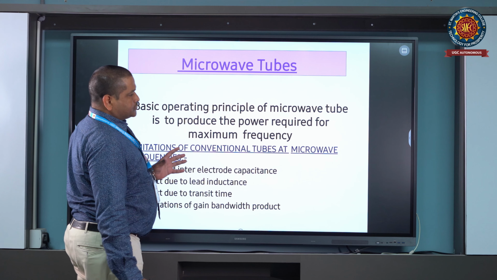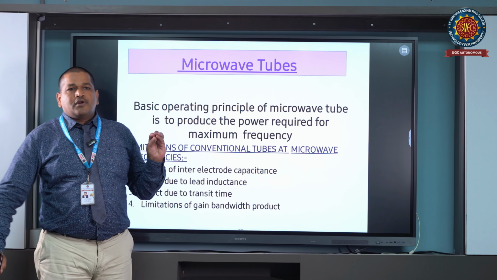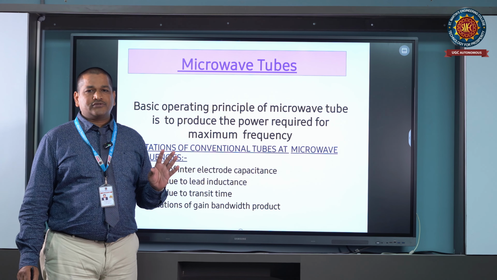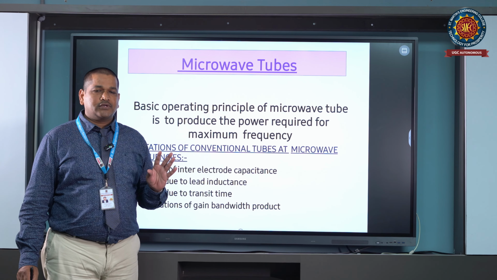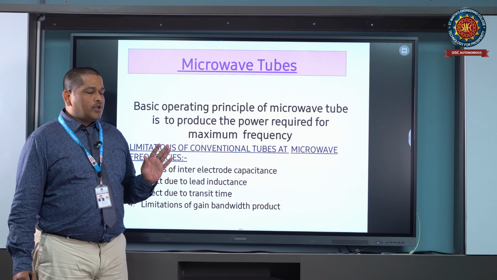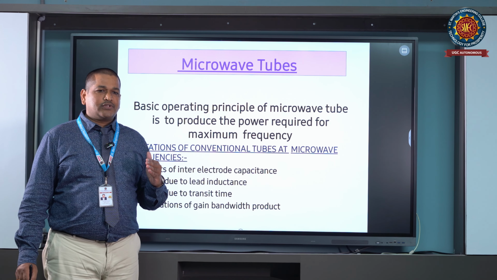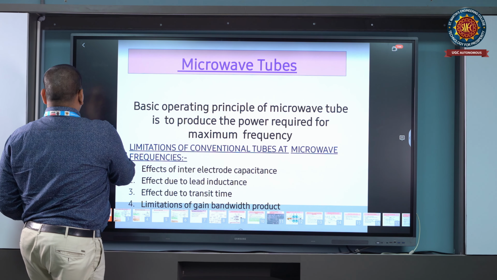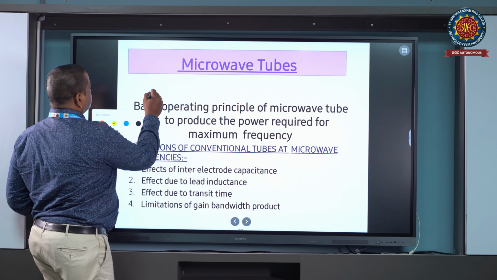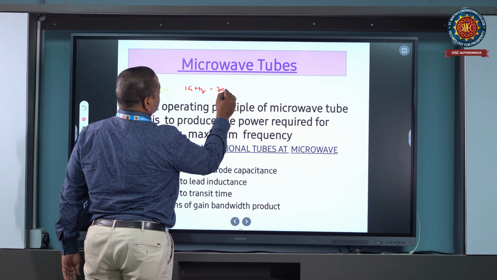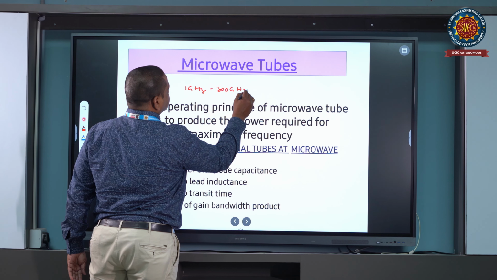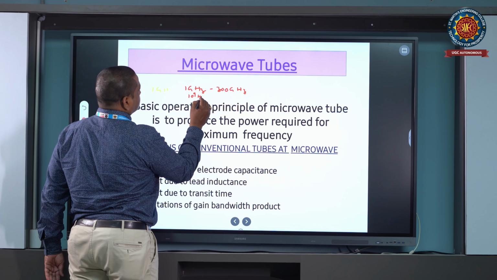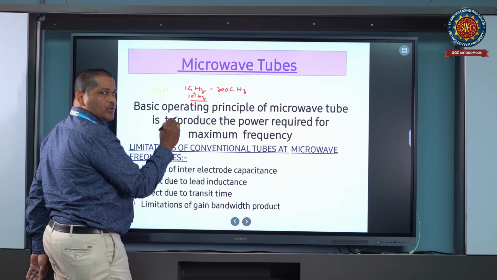Microwave tubes are part of the microwave devices which operate with high frequency signals, that is, at microwave frequencies. Microwave frequencies, as we know, are in the range of 1 gigahertz to 300 gigahertz. Gigahertz stands for 10 power 9 hertz, which means it is a very high frequency signal.